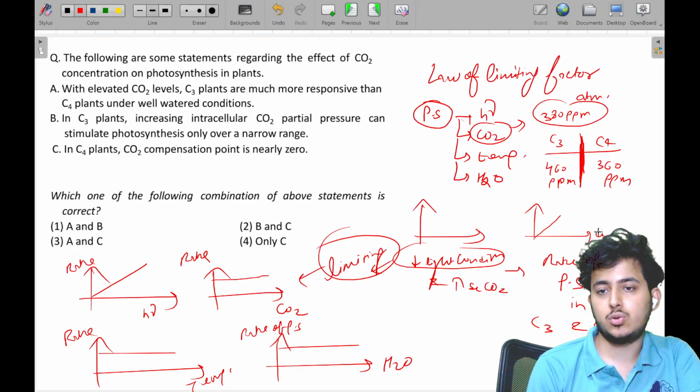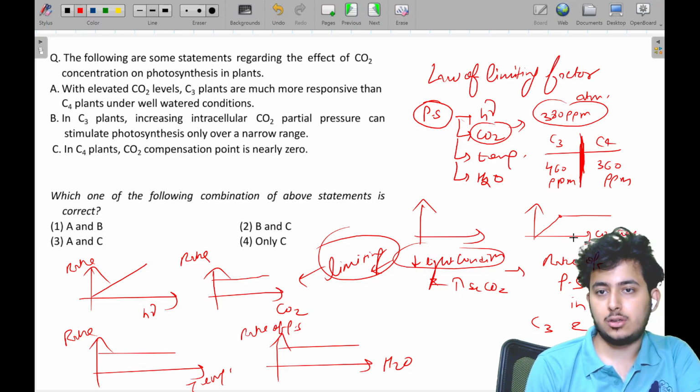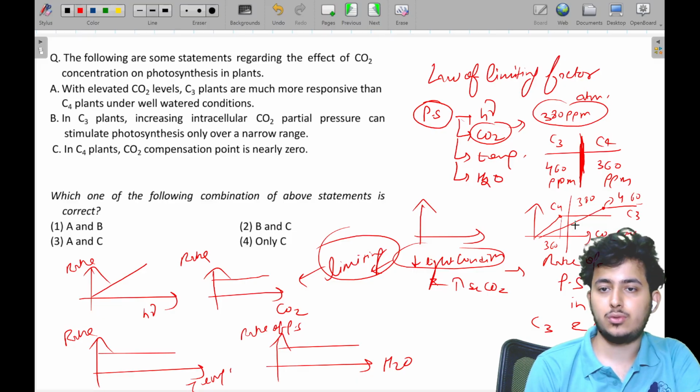If you plot this in a graph, considering the CO2 concentration, you will observe that C4 gets its threshold at 360, and the atmosphere is at 380. The C3 plant will get it somewhere around 460. That is for C3. This is for C4, this is atmospheric.